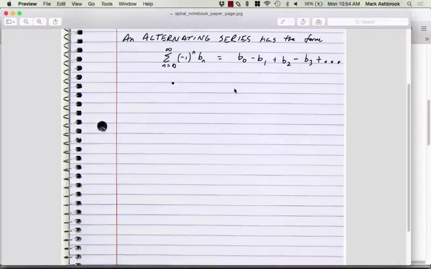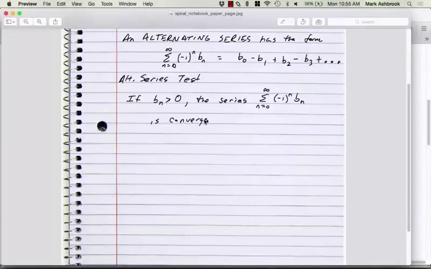Okay, so then we have this alternating series. So the alternating series test says that if b_n is greater than 0, so meaning the whole sequence is a positive sequence, then the series is convergent, then the alternating series is convergent.